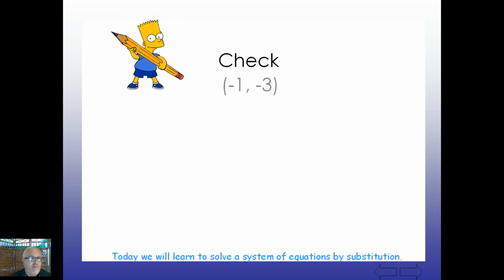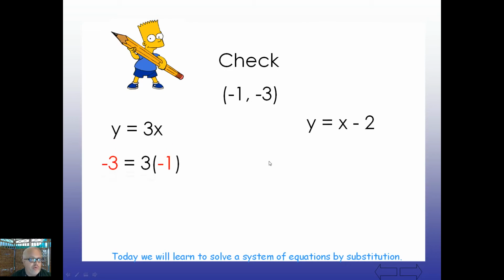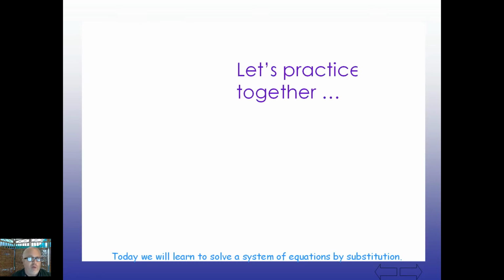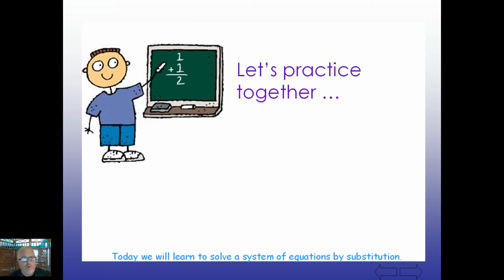Alright, now of course if we wanted to take these and check the answers, these were our two original equations. Plug them in and just make sure that they're true. Is it true that negative 3 equals negative 3? Yes. And is it true that negative 3 is the same as negative 1 minus 2? Of course it's true. And so there, we've got our ordered pair.